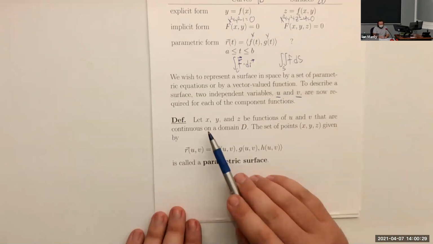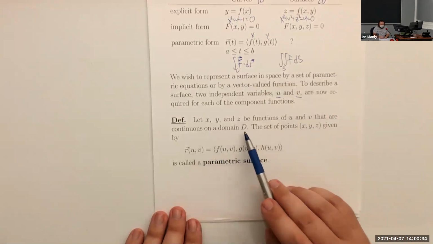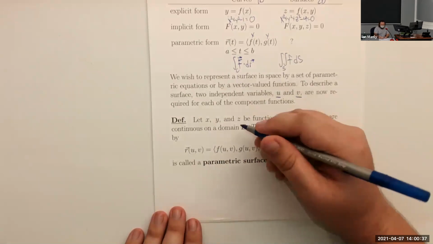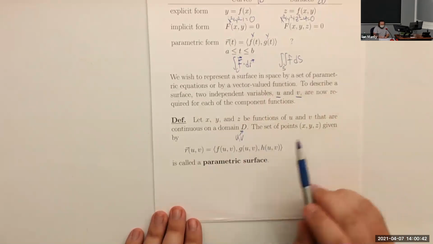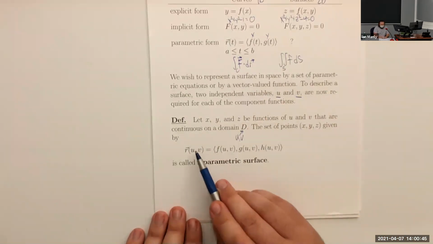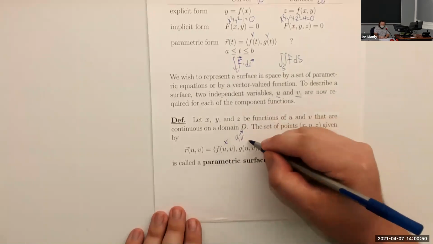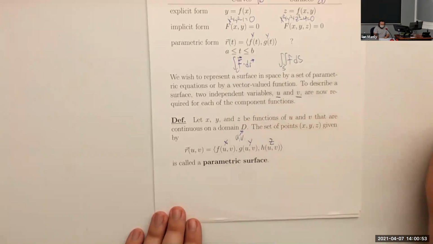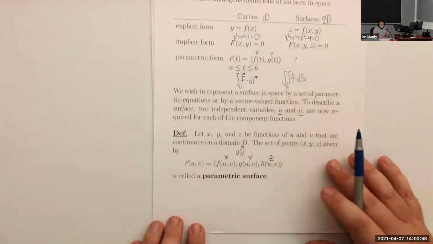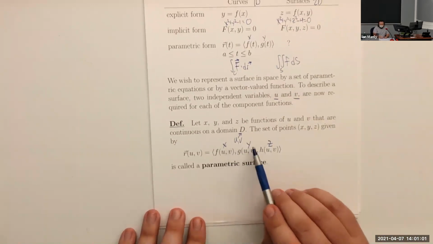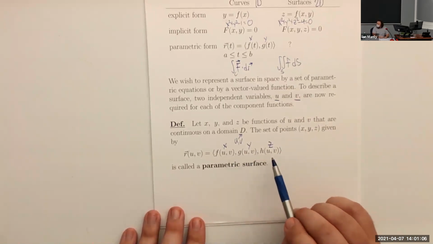All right, so let's look at the formal definition. So let x, y, and z be functions of u and v that are continuous on a domain D right here. And D is where u and v live here. The set of points x, y, z given by this position vector, which depends on u and v. We have our function for our x coordinate, our function for our y coordinate, and our function for our z coordinate. Kind of like how we had a function for each coordinate up here, we also have a function for each coordinate down here. And this is going to be a parametric surface when we have 2 variables right here.